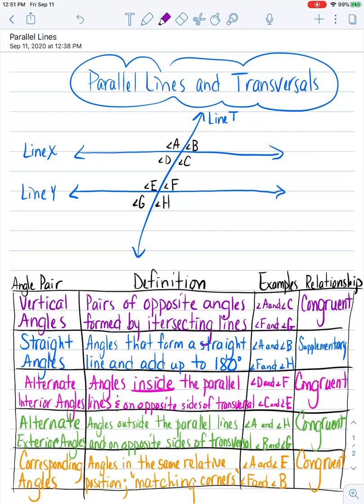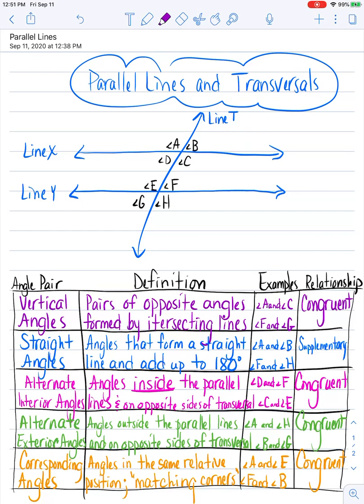Hey guys, today we're going to start looking at angle relationships. And the reason we want to even know about angle relationships is because we want to use those relationships to find angle measures. So first, I would like for you to pause the video and copy these notes. Copy the top and the chart on the bottom.